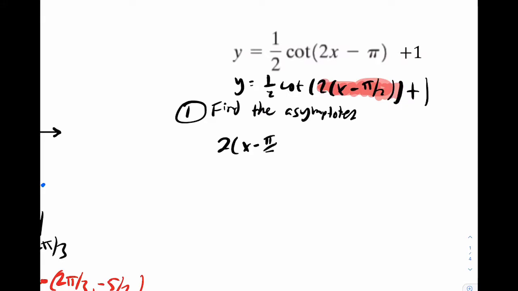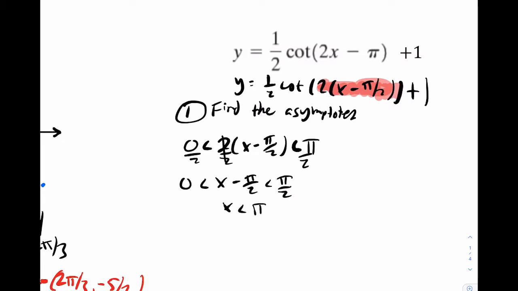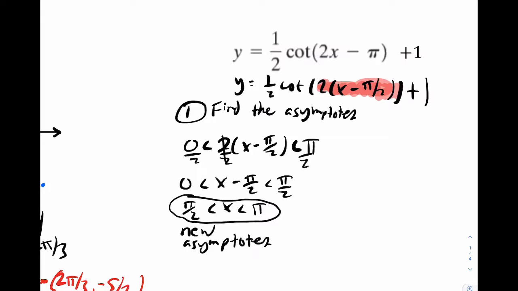2x minus pi over 2 is between the regular asymptotes of cotan. So in this case, it'll be 0 and pi. And let's solve for x. So divide the 2 out. So 0 is less than x minus pi over 2, less than pi over 2. And let's add pi over 2. So we're between pi over 2 and pi. So here are the new asymptotes. And if you forgot that, you should rewatch the video on graphing cotan and tan.